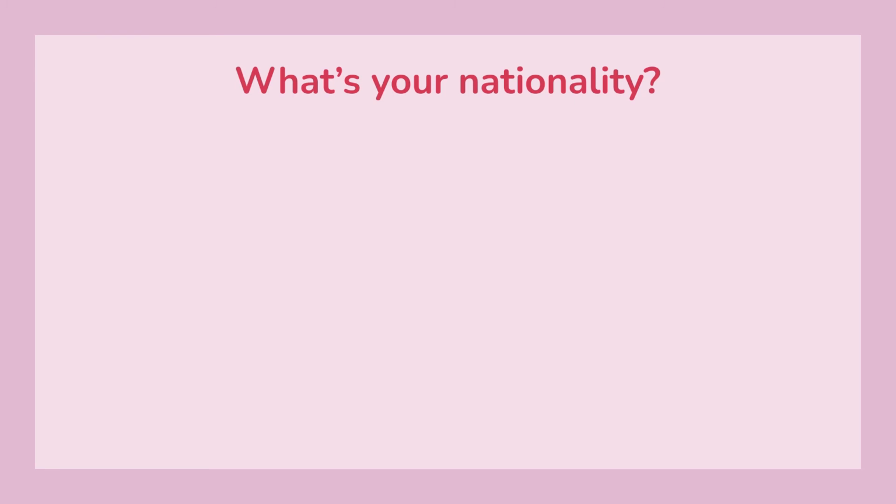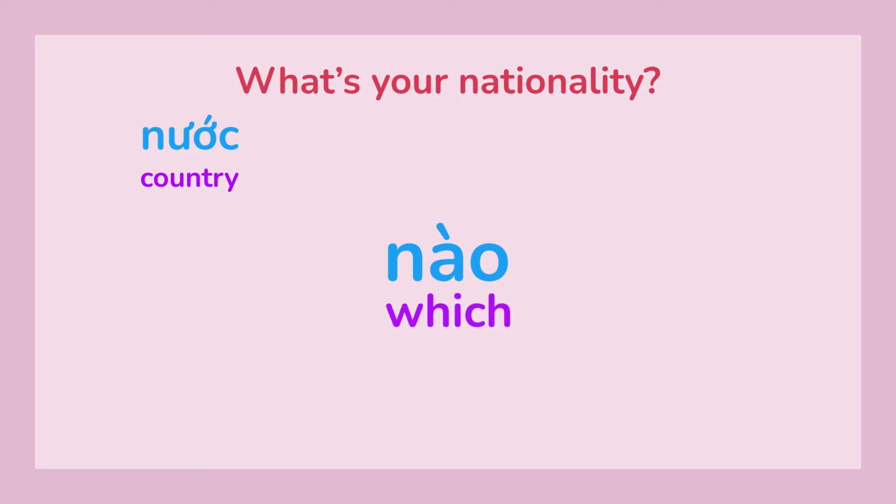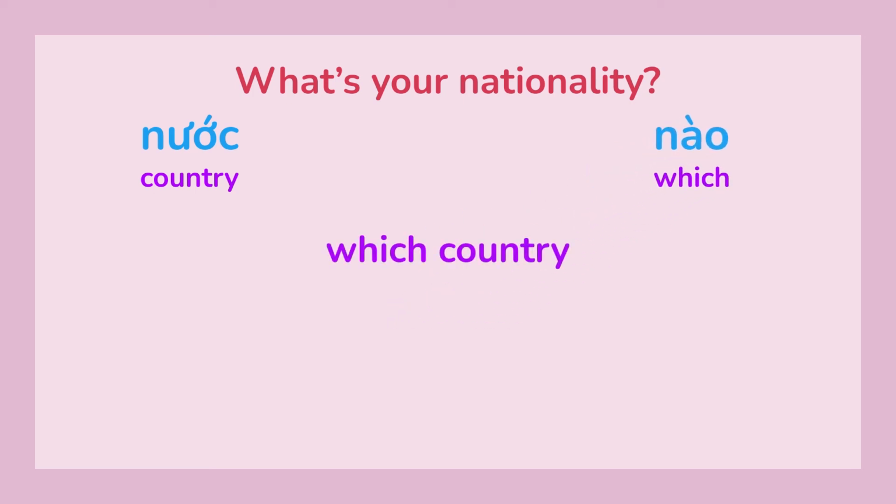Okay, now let's learn how to ask people what nationality they are. First, you have to learn these words. Nước, which means country. Nào, which means which. So, to say which country, you should say nào nước. No, you must say nước nào. Remember, the modifier always comes after the noun.